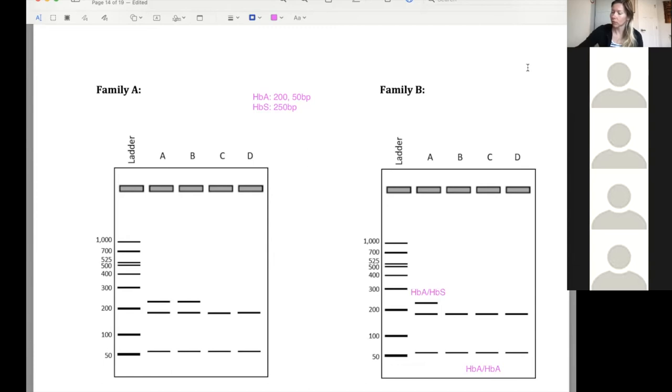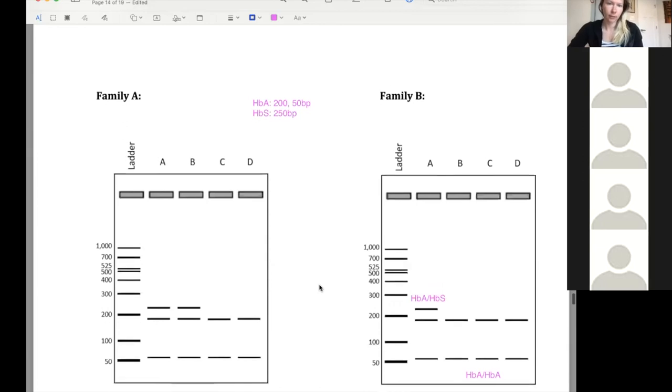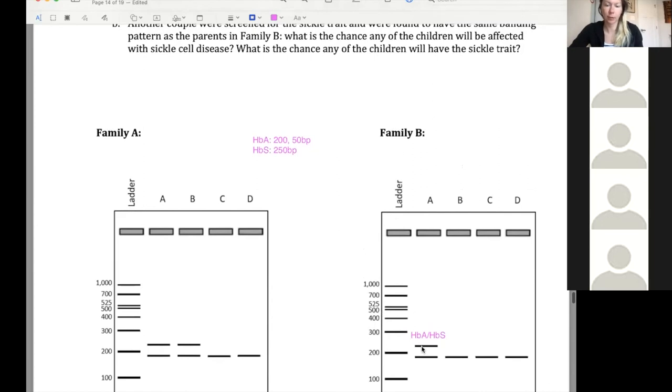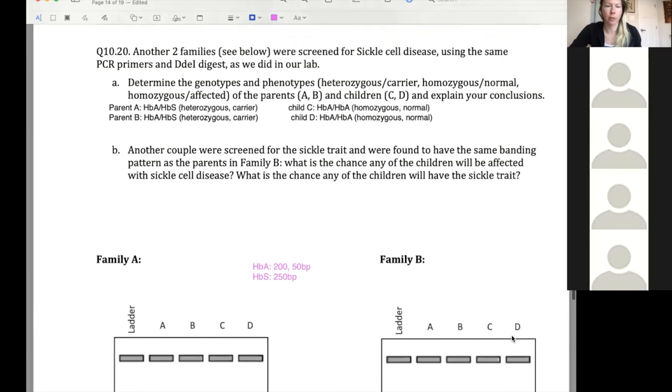So is it possible to determine if a child or a parent is HBS from this? So if someone was homozygous for the HBS allele, so if they only had the HBS allele, that means they only had alleles that did not get cut. That means they would just have one band present at this location. Okay, thank you. So that would be homozygous affected? Yes. And it would be like a thicker band too, if there's two of those HBS alleles, so it would be one thick band, and that would be HBS, HBS, and they would be homozygous affected.